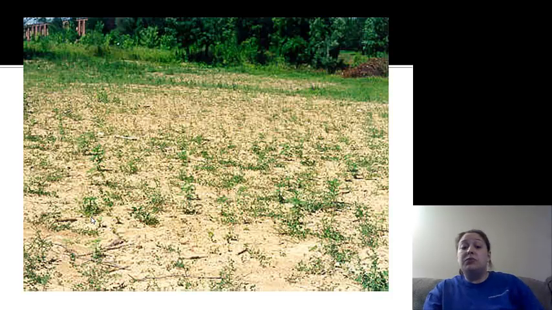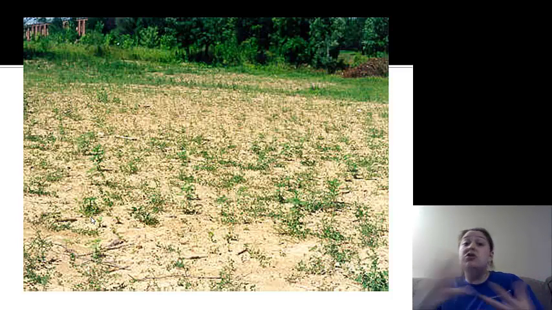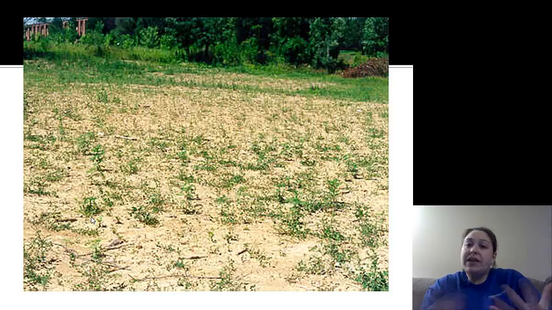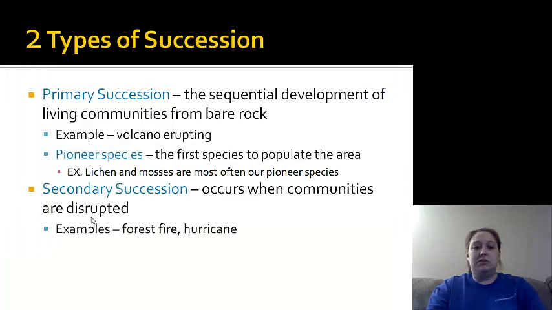So, we tend to have bare soil starting off in a primary succession. And then we see over time, we'll see grasses grow, we'll see shrubs grow, we'll see new organisms moving in and out and taking over. And that's what we're talking about with succession, is change over time of an ecosystem. So, again, we've got two different types.